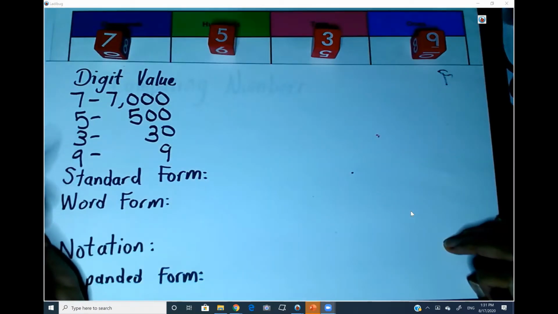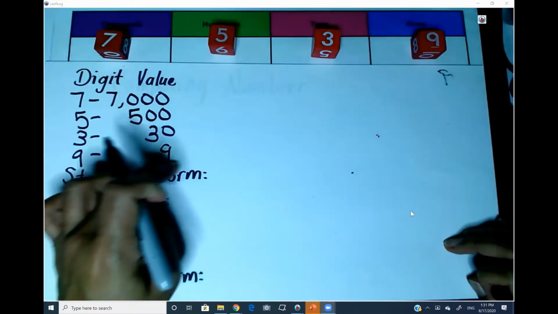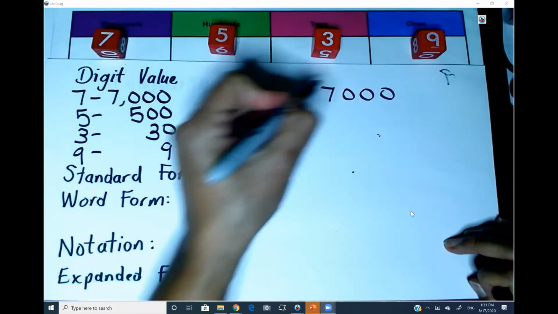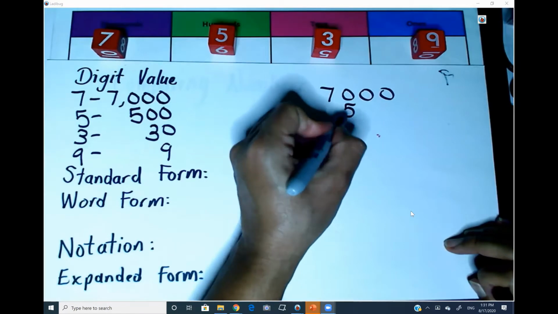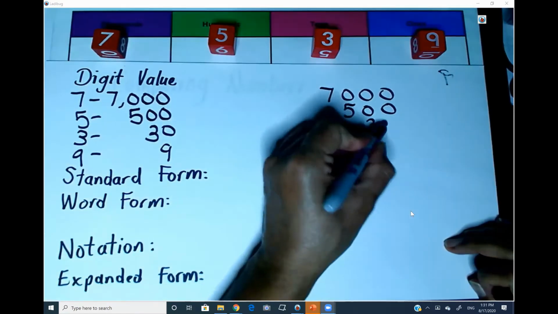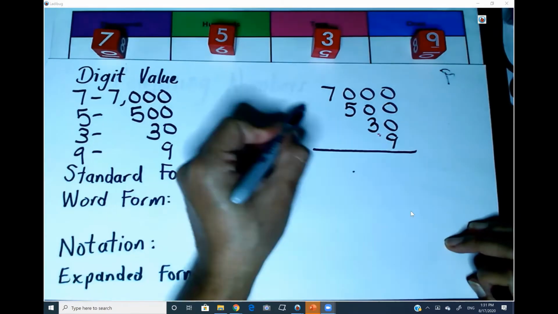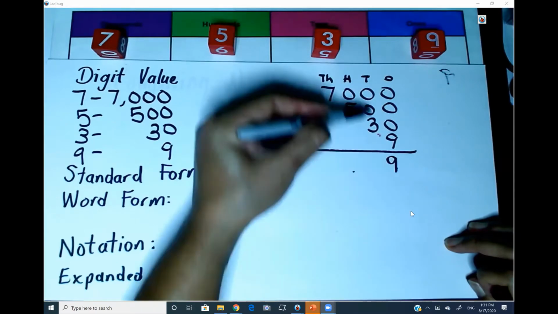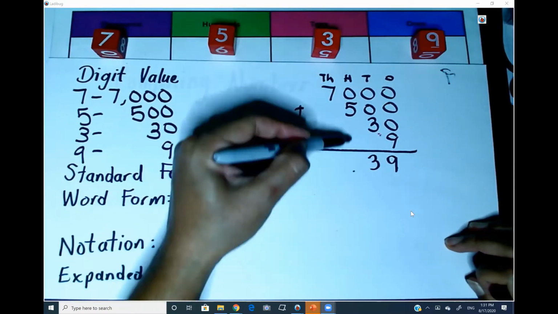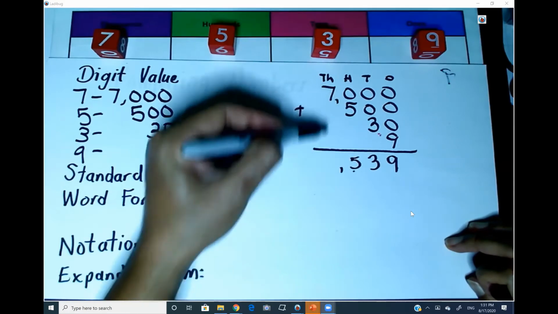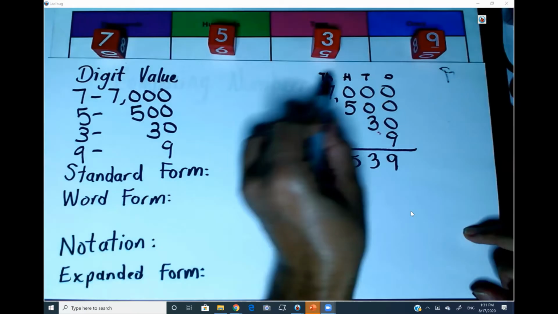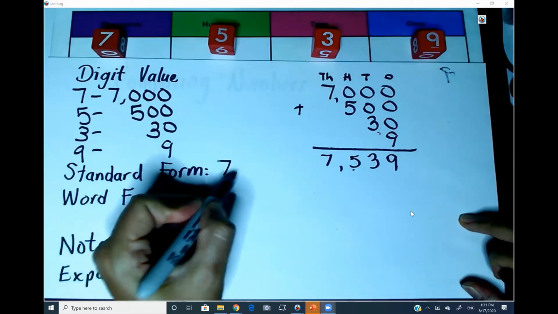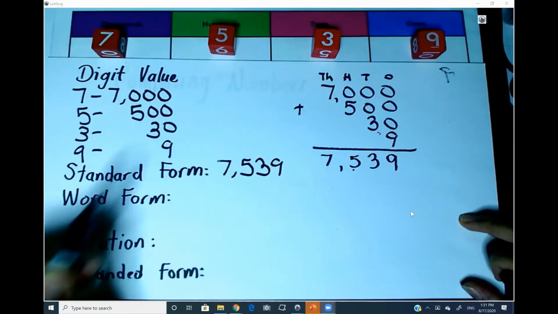Now, to make sure that my number is right, when I add all the values, I have to have the same number I have on the top. So let me add them so I can prove to you that the value of all the digits together is going to add up to our number. Now remember that you have to line up the numbers by ones, tens, hundreds, and thousands. So I have 9 ones, I have 3 tens, I have 5 hundreds, don't forget the comma, and I have 7 thousands. So far, when you do the addition of the values, you're going to have what we call the standard form. So the standard form is 7,539.